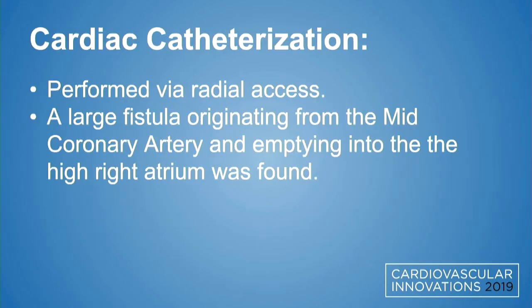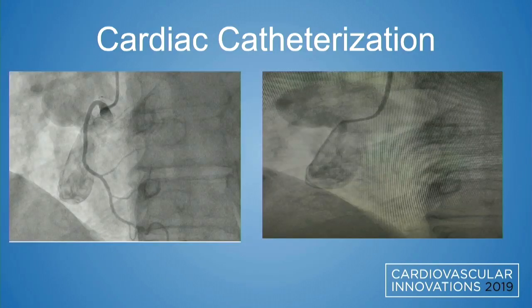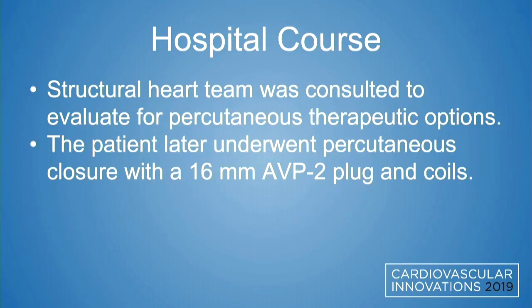So the patient afterwards underwent left heart cath via right radial access. As we can see here in both two images, there is a right coronary artery fistula draining into the right atrium, as well we can see enlarged right atrium. At this point, the structural heart team and the surgeon were consulted, and they decided upon percutaneous closure. So the patient underwent percutaneous closure via 16 millimeter AVP plug and coils.